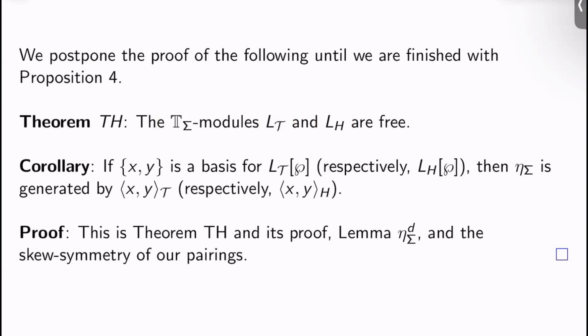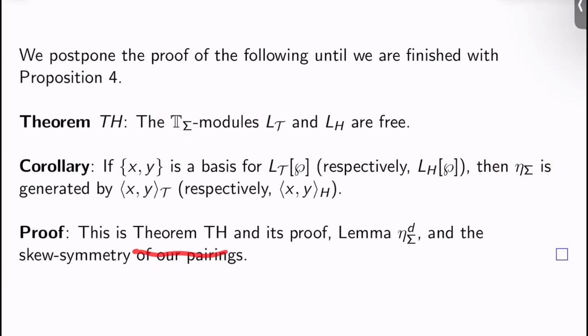But as a corollary, you get the following. If x, y is a basis for the Wp annihilator of L sub T, respectively the Wp annihilator of L sub H. This Wp guy was defined several videos ago, but in this chapter, okay. Then eta sub sigma, our congruence module relative to sigma, is generated actually by bracket xy sub T, respectively bracket xy sub H. So these pairings that we put on L_T and L sub H, they actually kind of naturally generate congruence modules. Okay. The proof of this is easy.